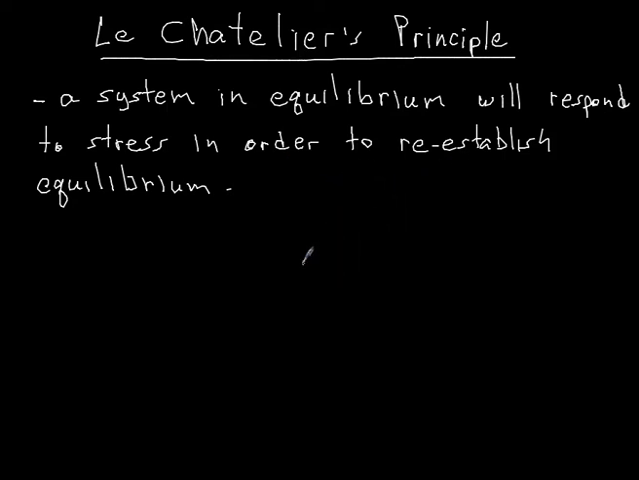So Le Chatelier's principle says that a system in equilibrium will respond to stress in order to reestablish equilibrium. And so let's look at a generic example. Let's say that we have A plus B producing C plus D. And remember, this is a reversible reaction, so we'll have a double arrow here. Let's say that all of these are aqueous in this case.